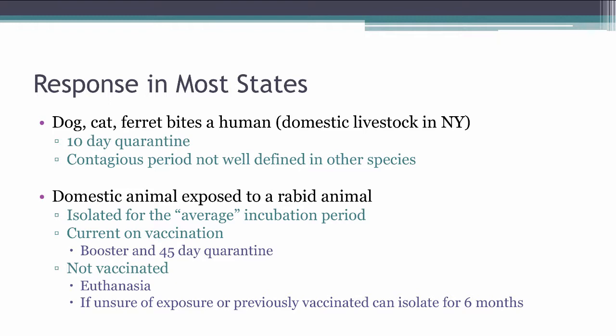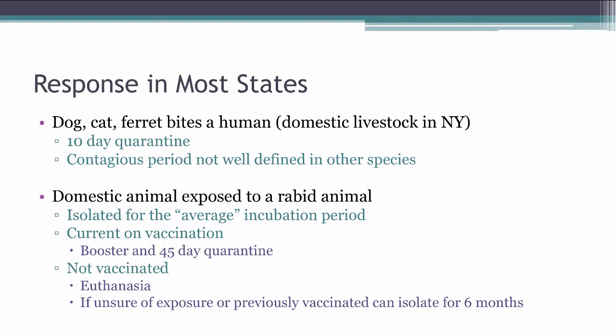The challenge comes in that we don't always know whether we were exposed to a rabid animal or not. Maybe there was a bat and it flew away. We don't know if it had rabies. We don't know if there was an exposure. Same thing with my dog got in a fight with something. We don't know whether that was a raccoon or a cat or another dog. So we start introducing all of these uncertainties. Euthanasia seems a bit harsh. And so that's where the extended quarantine comes from for those exposures. And most states require a 6-month quarantine.